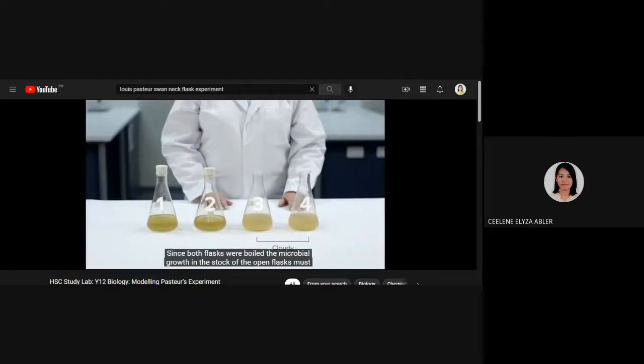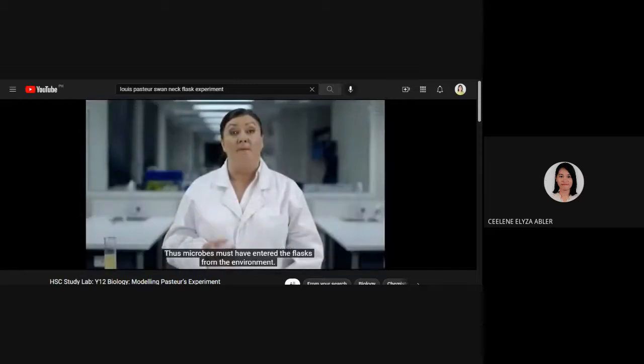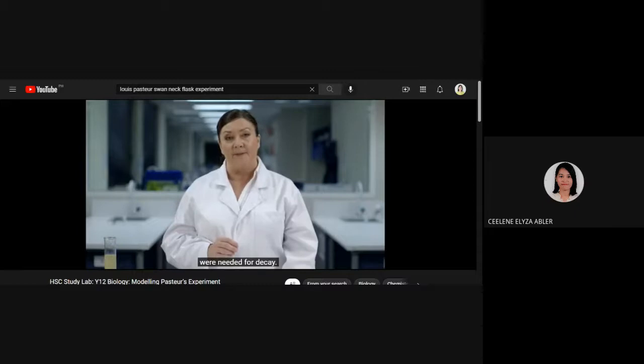Since both flasks were boiled, the microbial growth in the stock of the open flasks must have been caused by microbes that entered the flasks after the boiling process. Thus, microbes must have entered the flasks from the environment. The results obtained by modelling Pasteur's experiment support his theory that microbes were needed for decay.